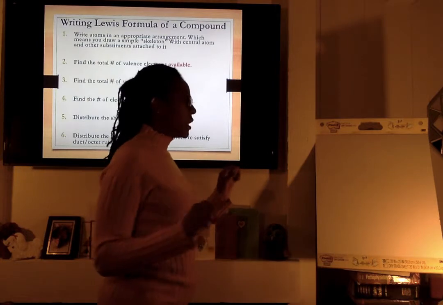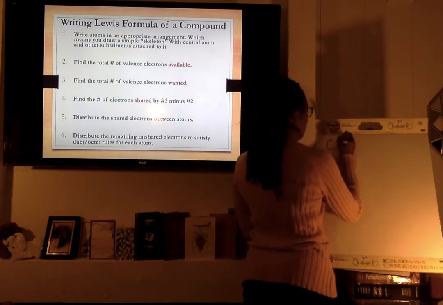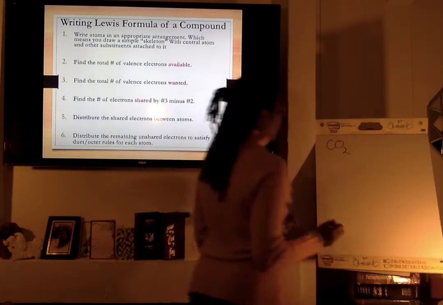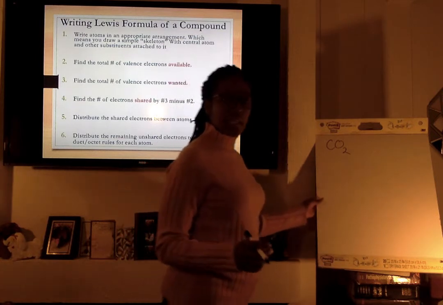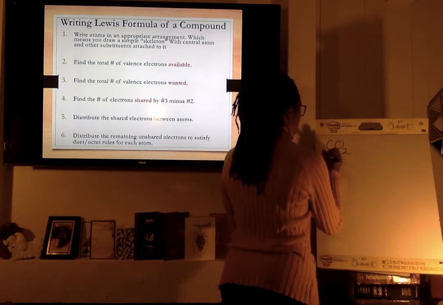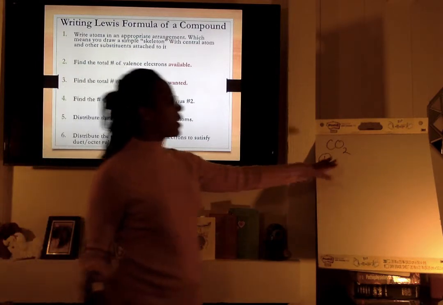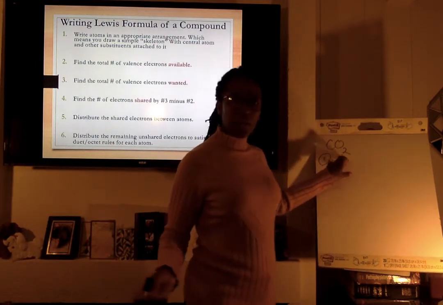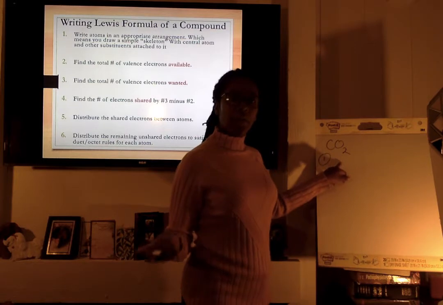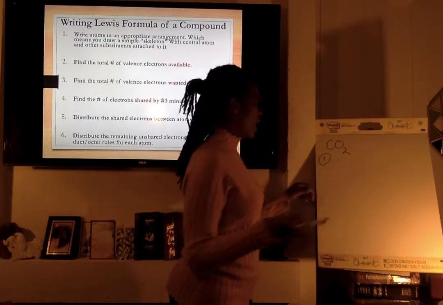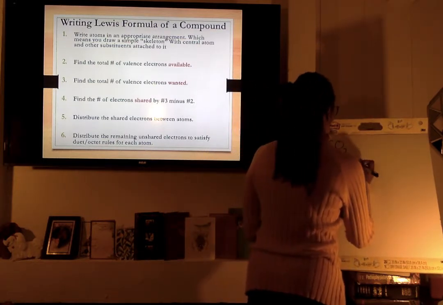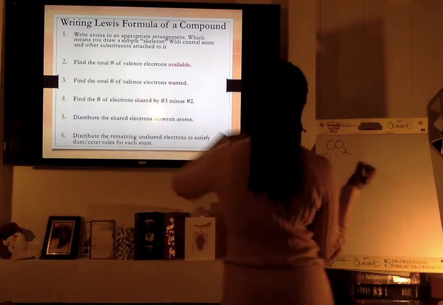So first, let's just use CO2, and use this as an example to go through each step. First, you want to pick your central atom. Like I said, it's carbon. When carbon is in a compound, it's generally the central atom. So we want to draw the skeleton structure.